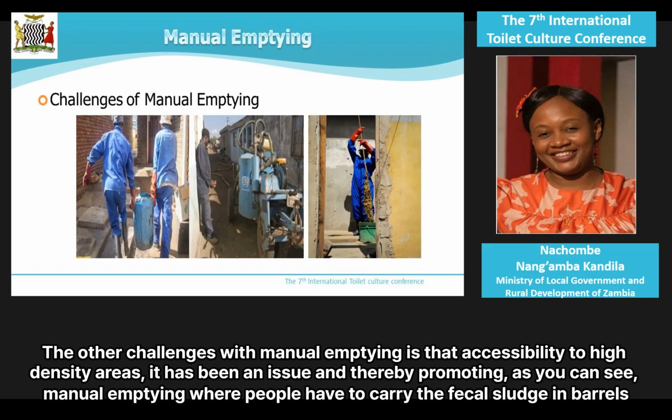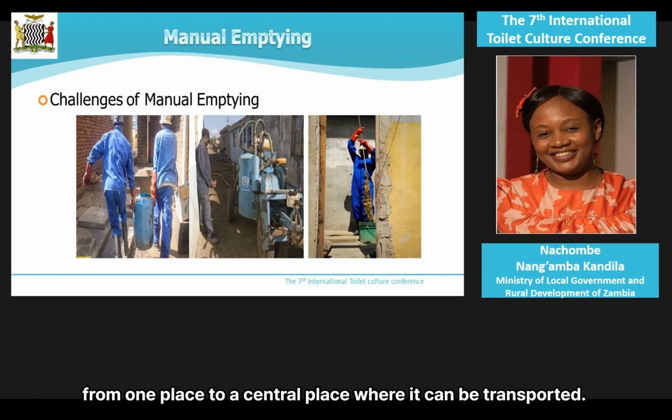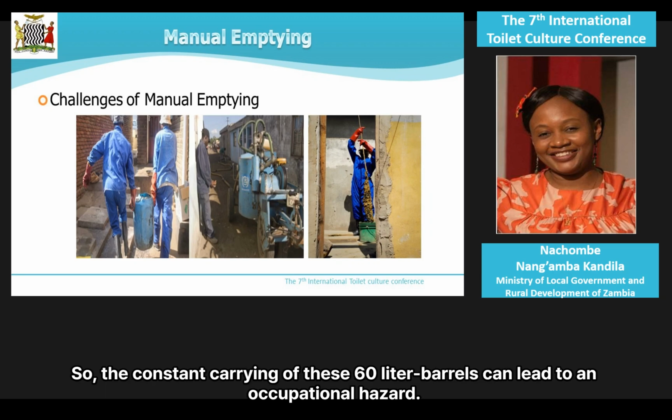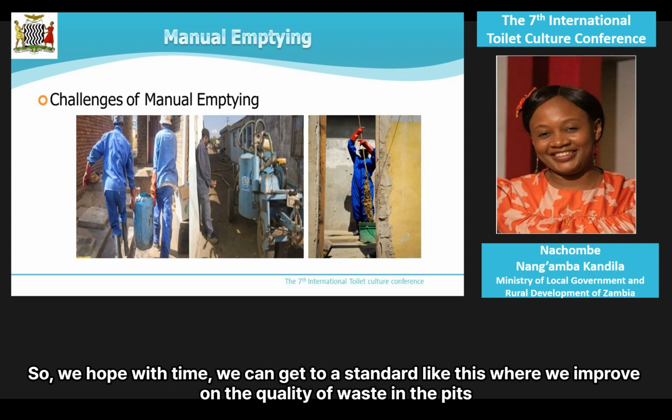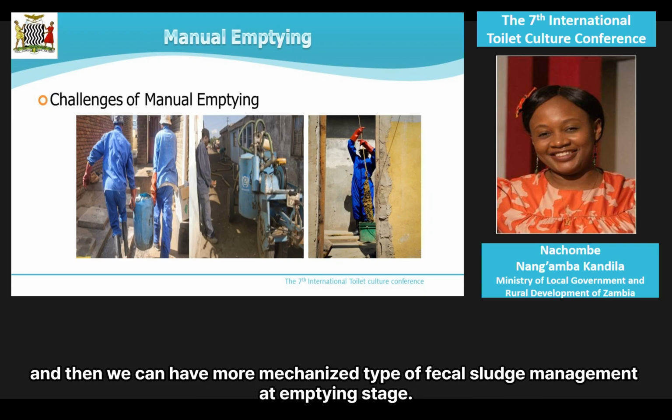The other challenges with manual emptying is that accessibility to high density areas has been an issue, and thereby promoting, as you can see, manual emptying where people have to carry the fecal sludge in barrels from one place to a central place where it can be transported. So the constant carrying of these 60-liter barrels can lead to an occupational hazard. So we hope with time, we can get to a standard like this where we improve the quality of waste in the pits, and then we can have more mechanized fecal sludge management at the emptying stage.